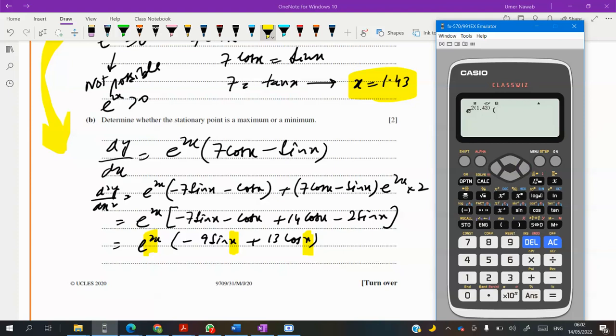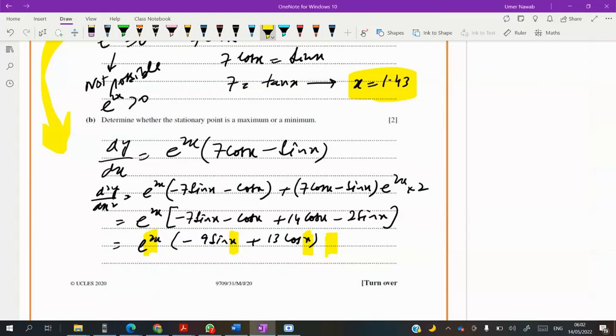times minus 9 sine 1.43 plus 13 cosine 1.43. We got a negative answer from the calculator. Since we got a negative answer, it means this gives us a maximum point. Thank you, guys.